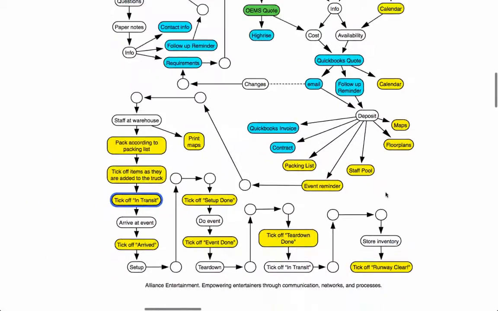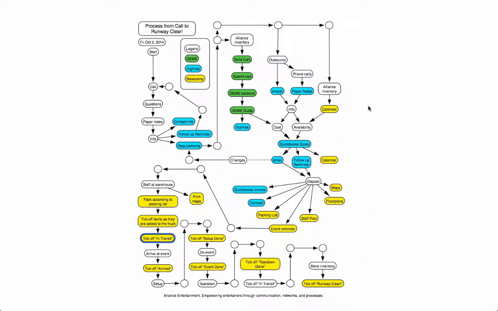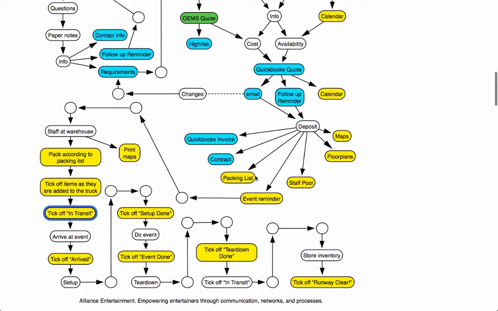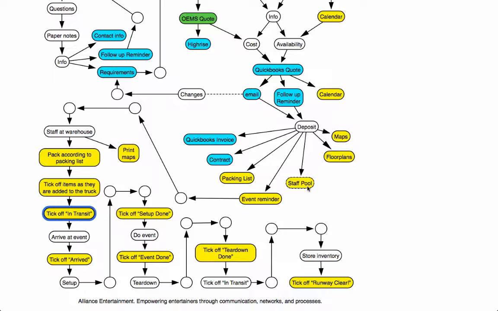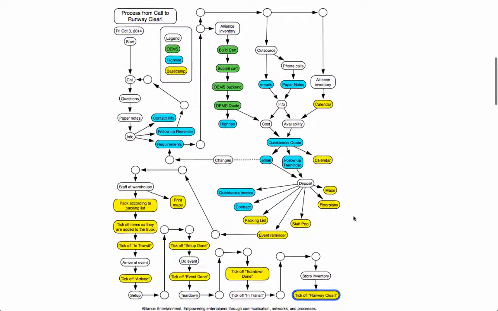So this is an introduction of the whole process, starting from a call, through building a cart in the OEMS to get costs, looking at the calendar to know our availability, contacting outsource suppliers, creating a QuickBooks quote here, and then creating an event reminder, having a staff pool, and then packing everything using the OEMS so that everyone knows what's on the truck, and then when has the truck left and has it arrived, and at the end all the way back to storing the inventory back in the right place and ticking off the runway clear because we're ready to make a new event. So that's really all it is.